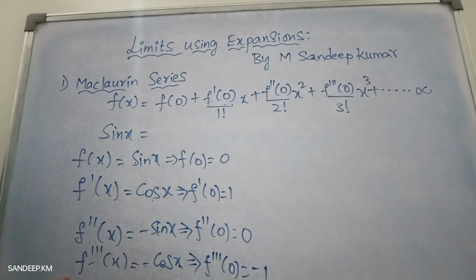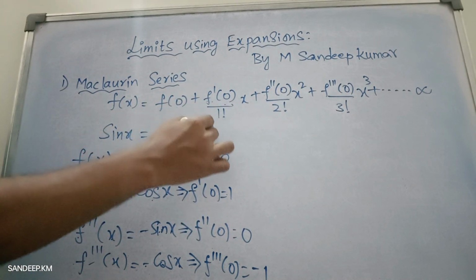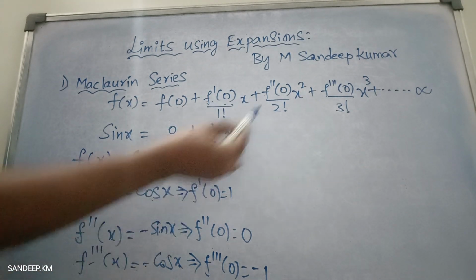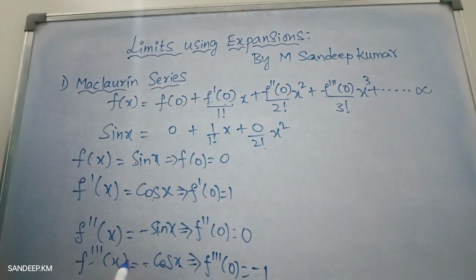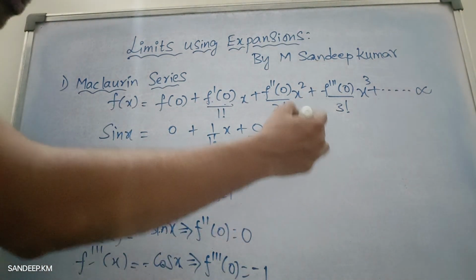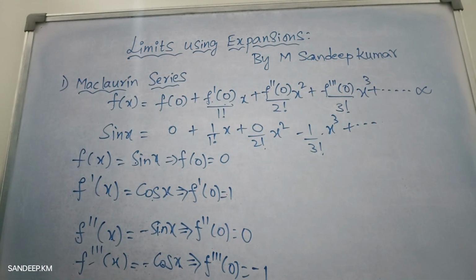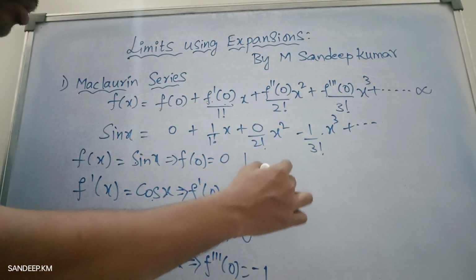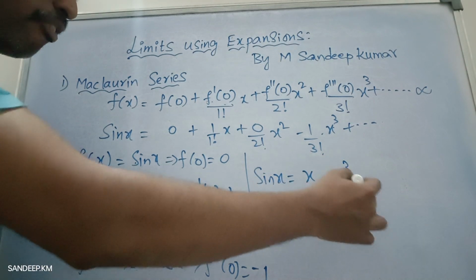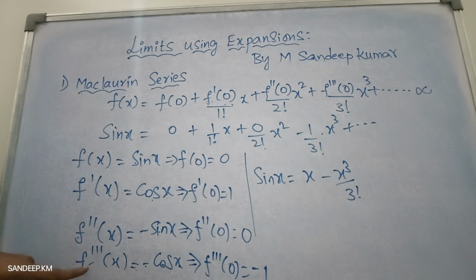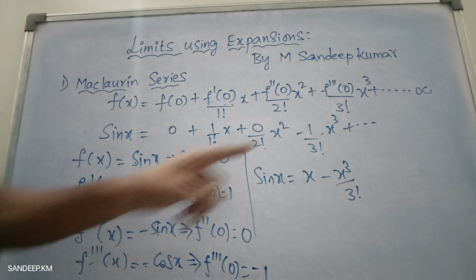Now substitute those values. f of 0 is 0, plus f dash of 0 is 1, so 1 by 1 factorial into x. Next, f double dash of 0 is 0, so plus 0 by 2 factorial into x square. And then f triple dash of 0 is minus 1, so minus 1 by 3 factorial into x cube and so on up to infinity. Therefore, the expansion of sin x is x minus x cube by 3 factorial. And if you find the fourth derivative and fifth derivative of f of x, you will get one more term.